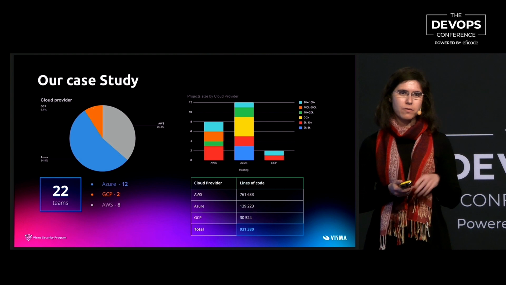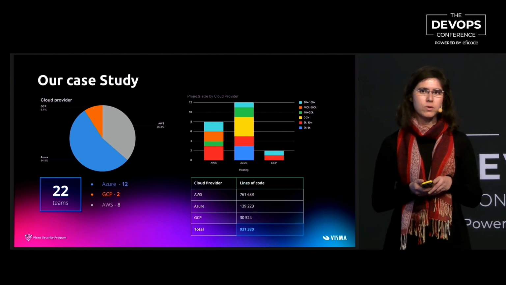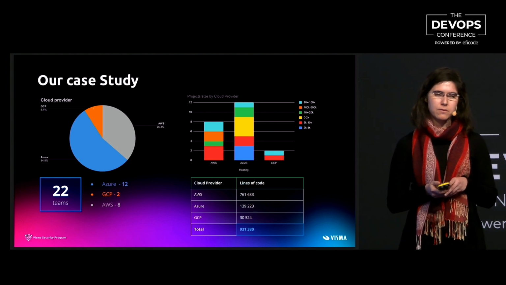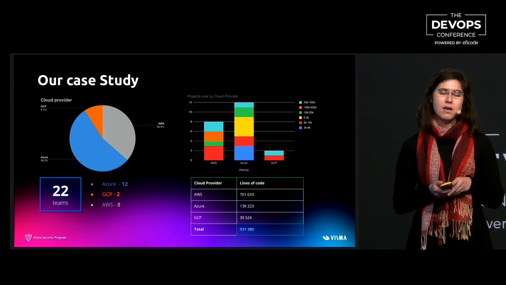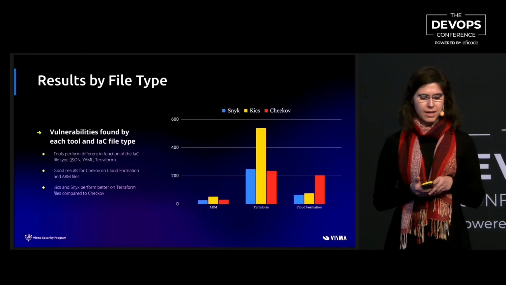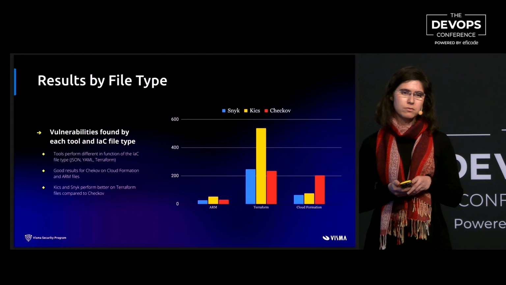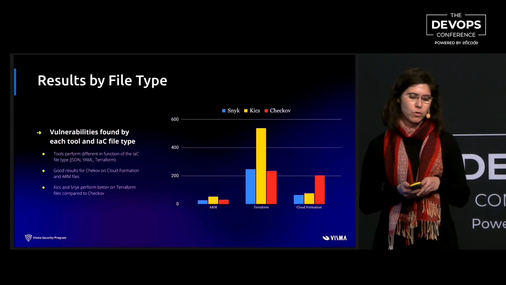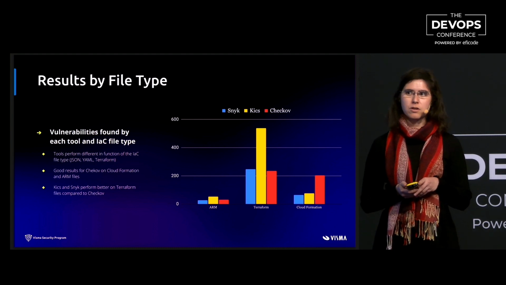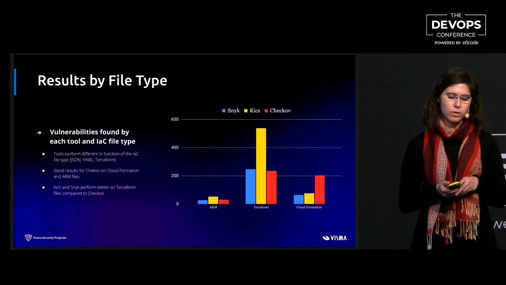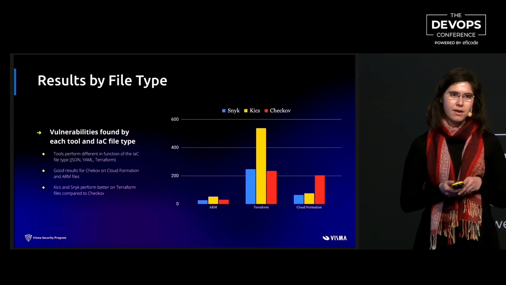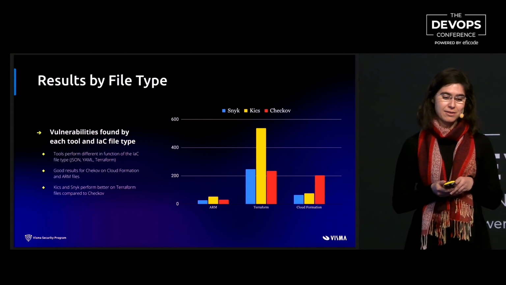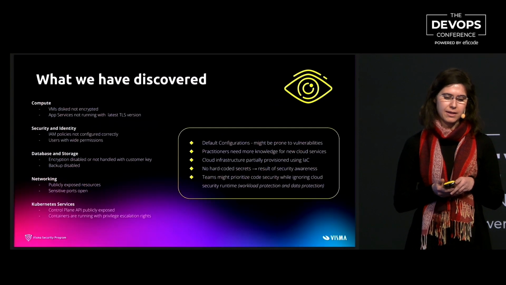We split them in function of their size to see how they are performing in terms of vulnerability, whether they are a big team or a small team. And we have looked at each one of those tools, Snyk, KICS, and Checkov, and how they are performing in terms of file scan. So we have looked at ARM templates for Azure, Terraform, and CloudFormation. And we have seen that each tool has different results in function of the file type.